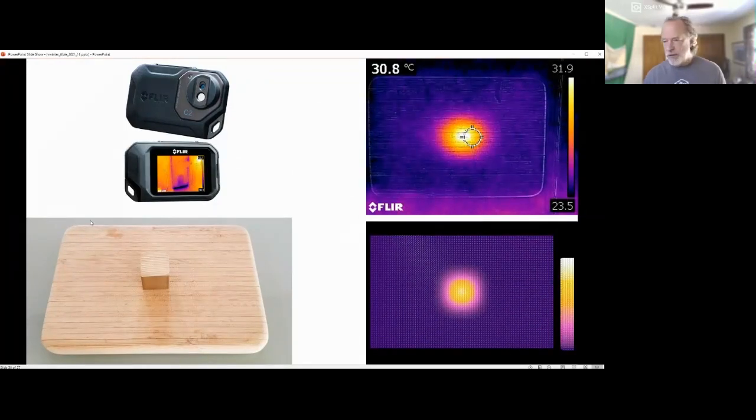And so it's a heat diffusion simulation. This is a camera that I have. I bought it. It's a thermal imaging camera. It cost like $400. And then I have a bamboo cutting board on the bottom and a brass cube. So I heated up the brass cube, let it sit on the cutting board for a couple of minutes, took it off, and then took a picture with the thermal imaging camera. And what you see on the upper right here is that image.